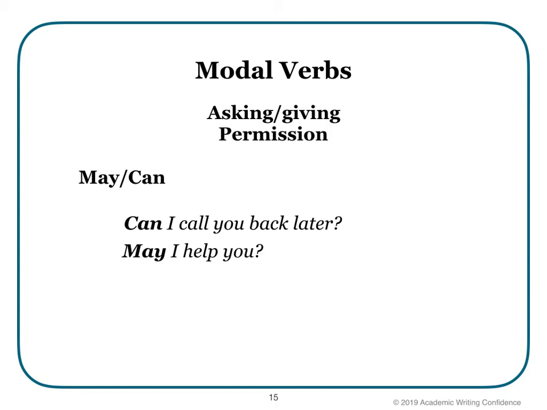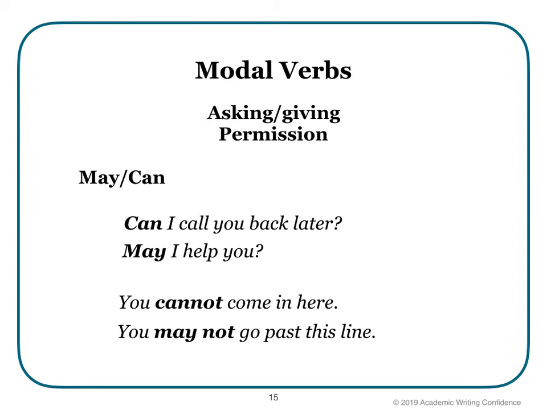We can also use the negative form. You cannot come in here. This is telling them that they do not have permission to enter. Or, you may not go past this line. So this is how we can use modal verbs to ask or give permission.